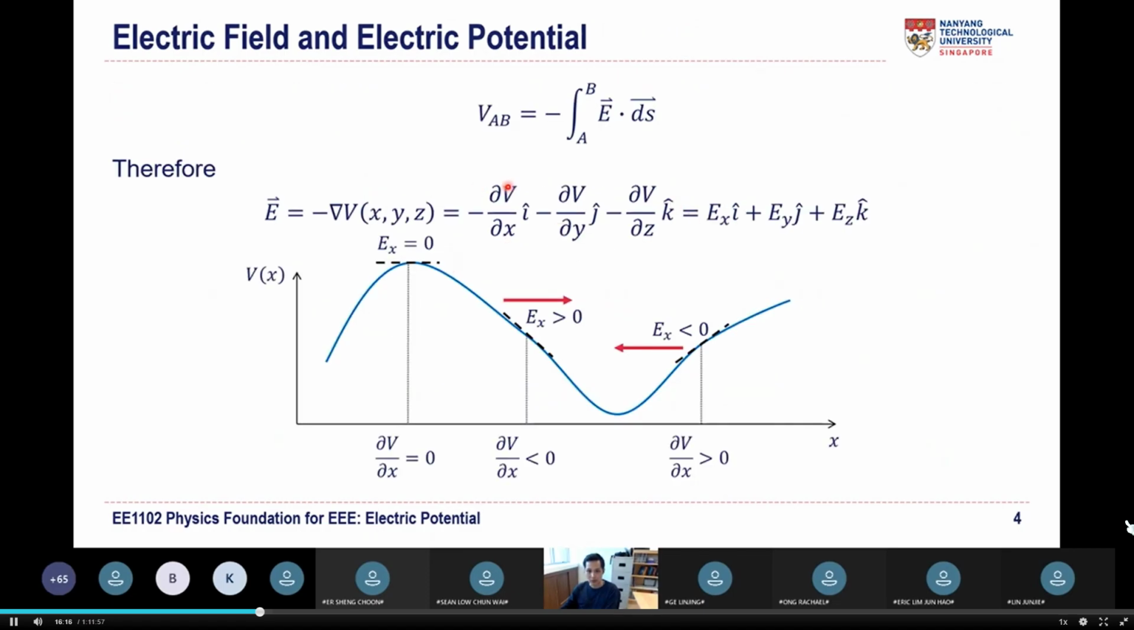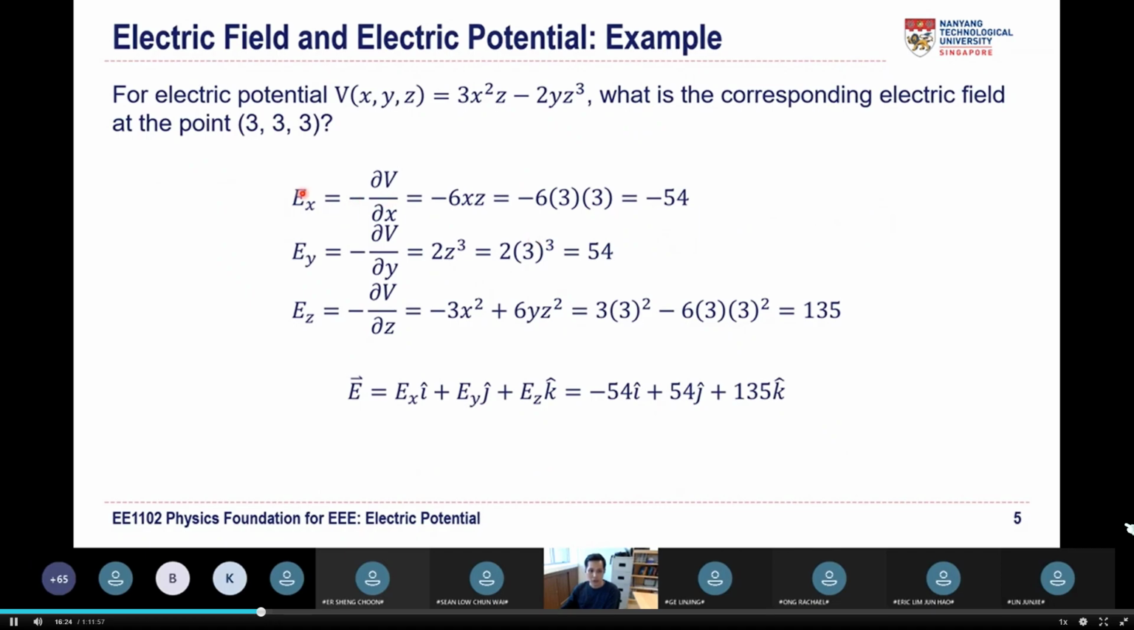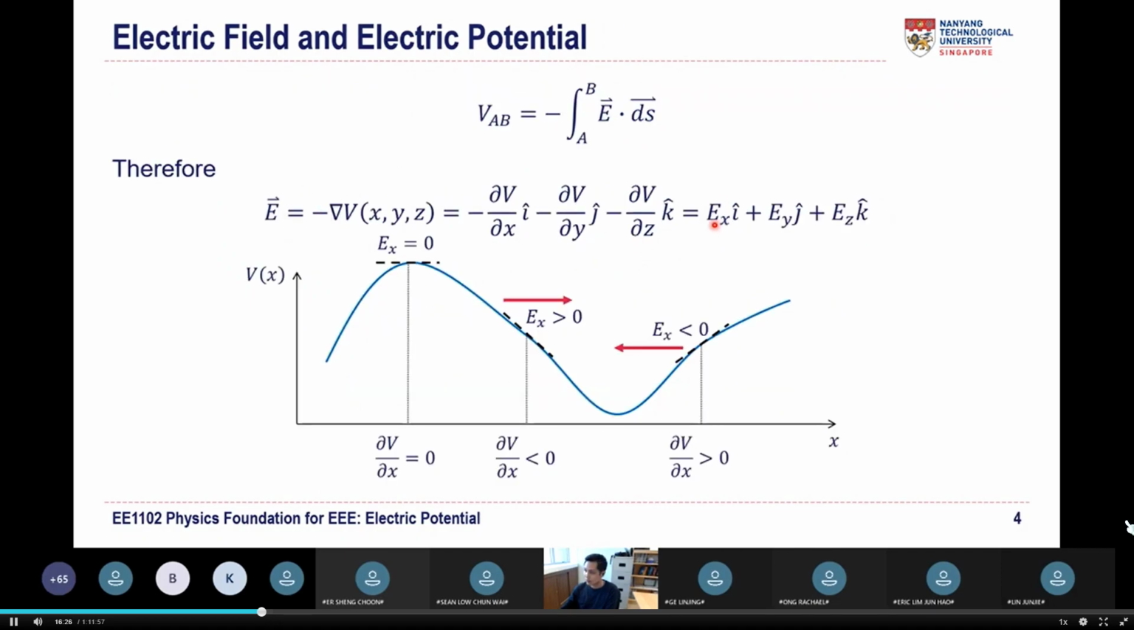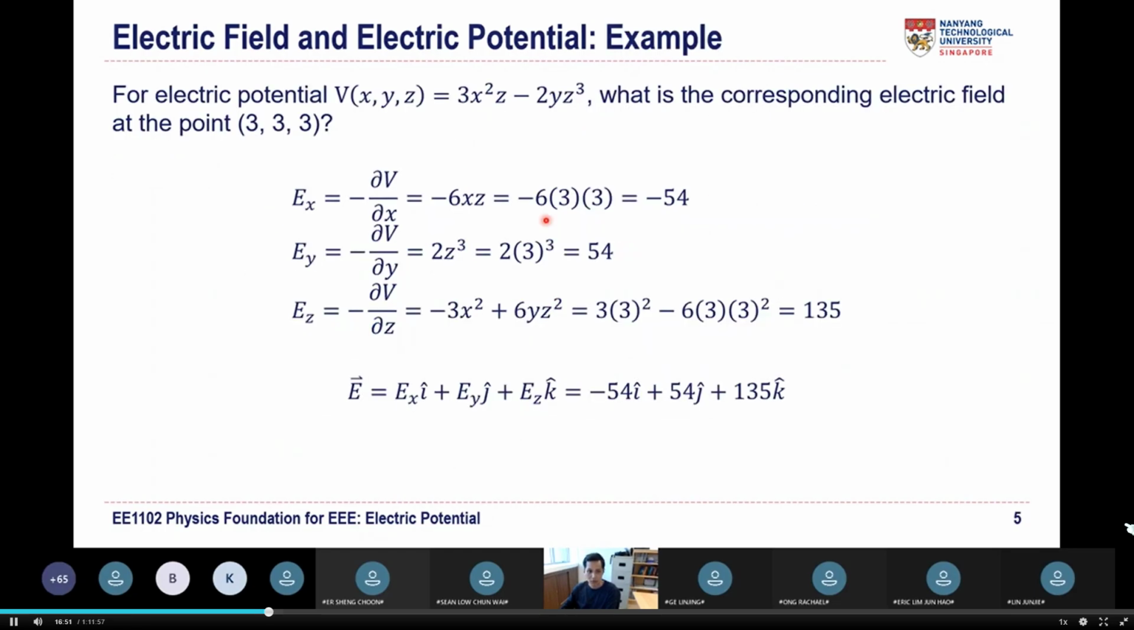We first differentiate with respect to x, then with respect to y, then we take the partial differentiation with respect to z. In order to get the x component of the electric field, remember, the electric field is a vector quantity, so we must have x, y, and z components, whereas the electric potential is a scalar quantity, so it's just a single number at that point. So from just a single number, we try to get three components, and in order to do that, we need to take this partial derivative.